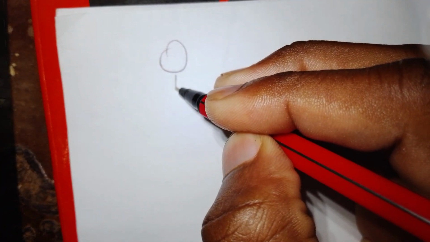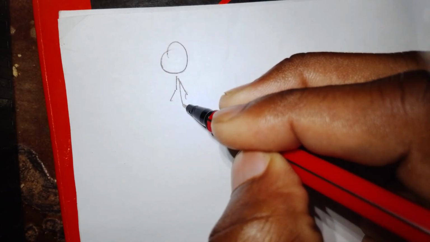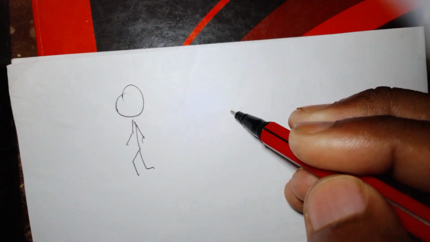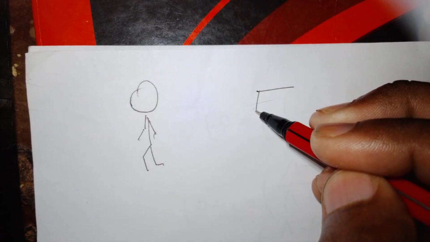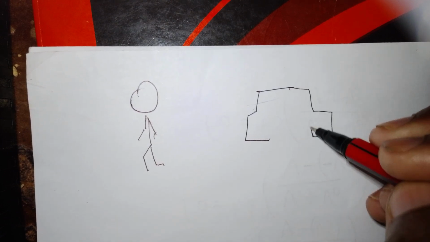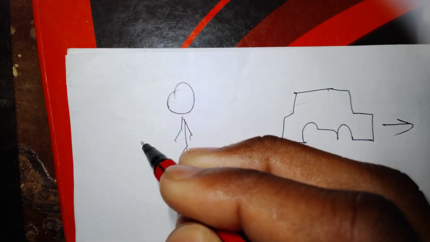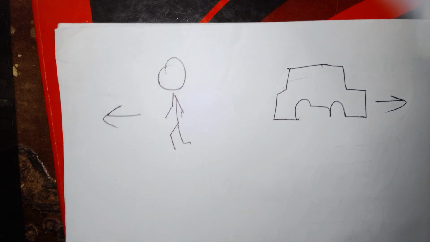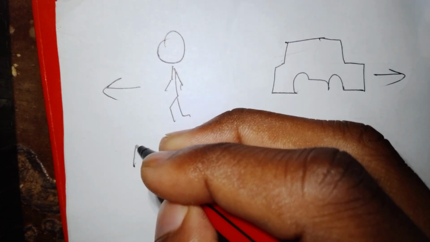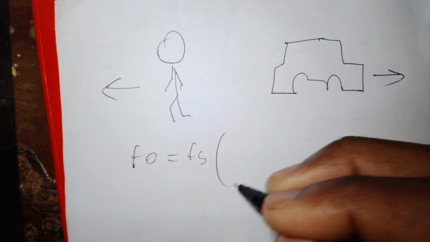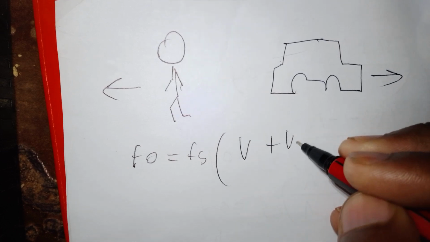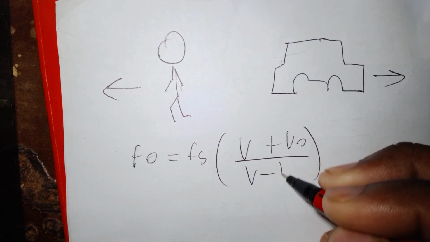Okay, now what if you have another scenario? What if you have another scenario where you've got the person moving away from the truck, and the truck is also moving away from the person. They are both moving away from each other. So the formula will be FO is equal to Fs, open brackets, V plus VO divided by V minus Vs.